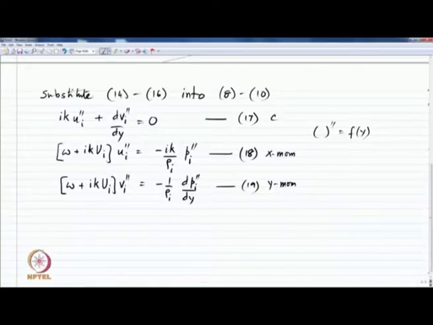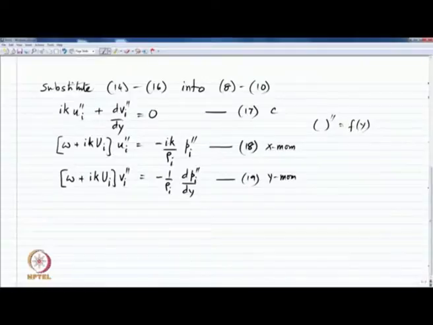So, from these equations we want to get a single ordinary differential equation if we can for pi double prime by eliminating ui double prime and vi double prime. So, let us see what that process looks like.